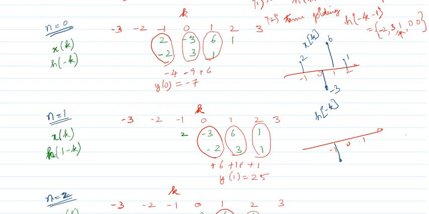Okay, this is minus 2. It is 3. Okay, this is your x of k. This is your h of minus k. See, h of minus k. See, the numbers are there, right? I have marked it in the graphical or waveform form. This is your x of k, this is your h of minus k. Now, what do I need?